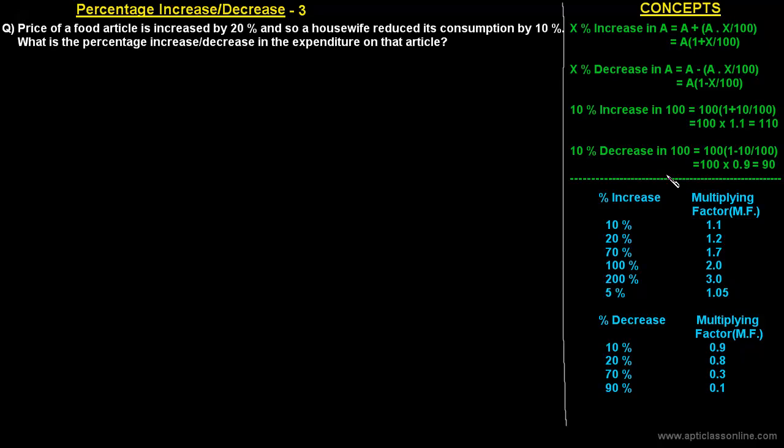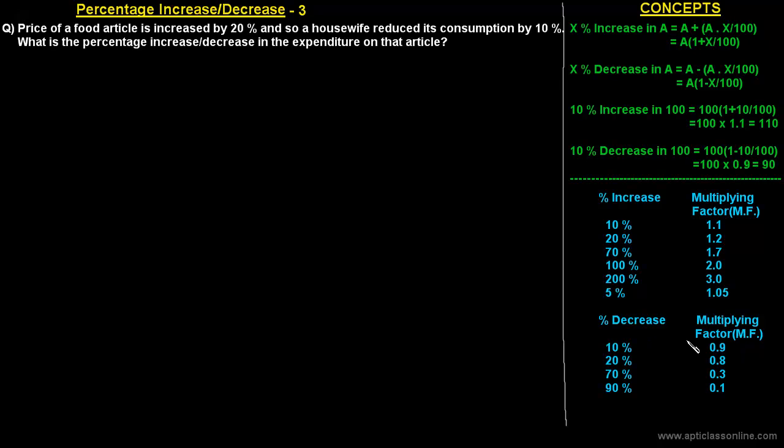But just to remind some of the important things, the multiplying factor is one of the very important things in the percentage topic. For a particular percentage increase, there is a corresponding multiplying factor. With the help of that, we can calculate a percentage increase to any value. That means if you have to get a 10% increase in any value, then we have to multiply that initial value with 1.1. Similar is the case with other percentage increases.